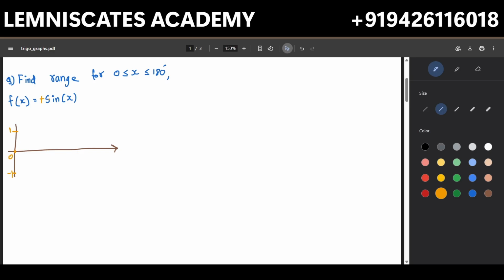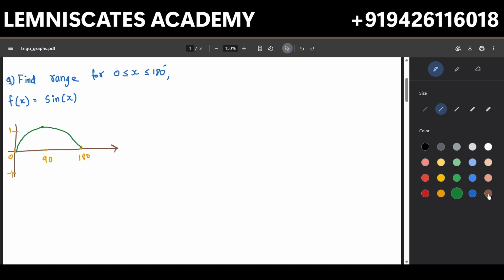But because it's a plus sin x, the graph will go on the top position. So after every 90 degrees, this happens and the domain goes till 180. So I know that my graph is going to be something in between 0 to 180 degrees. And the shape of the graph is going to be like this, where the maximum value a sin x can take is 1. And the graph does not continue after 180 degrees because, of course, the domain is limited to 180 degrees.